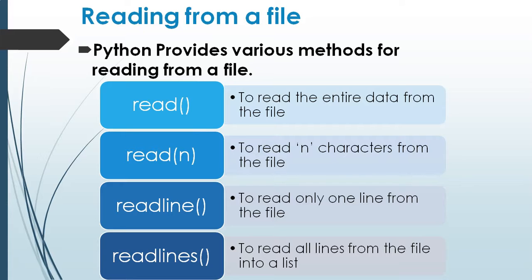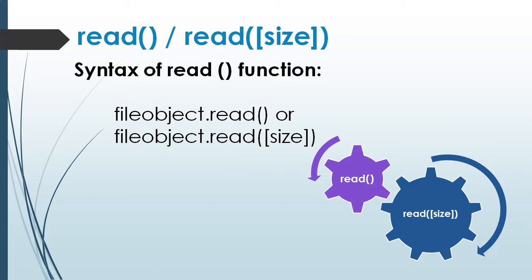The only difference between the first function, read, and the last function, readlines, is that read gives the data as it is, but readlines gives every line as an element of a list. So let's see how it works. First one is read with empty brackets or read with a size as a parameter. The syntax is simple: file object dot read with empty brackets, or file object dot read with a size. This is how they work. We'll see one by one.